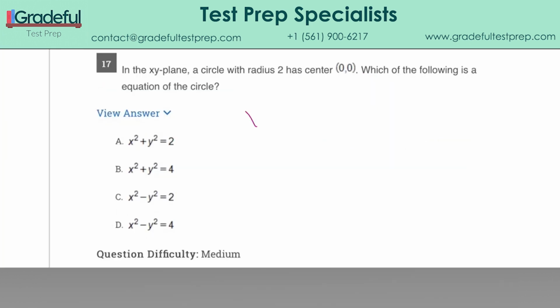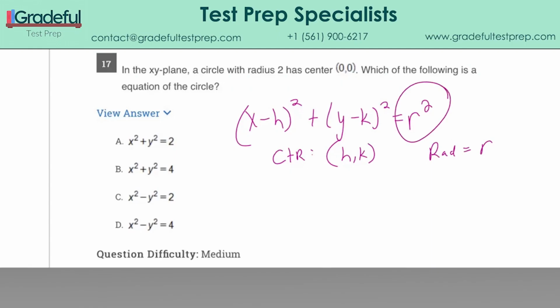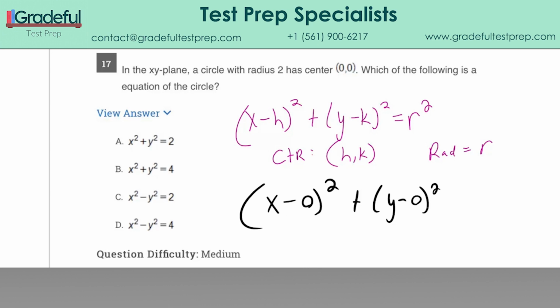Question number 17 is quizzing us on the equation of a circle, which you definitely should know by heart. The center of the circle is H and K, and the radius is the R. So in other words, it's the square root of whatever you see right here. So if we have a center of 0, 0, then it would be x minus 0 squared and y minus 0 squared. And if the radius is 2, then here we would have 2 squared. And that matches answer choice B for number 17.